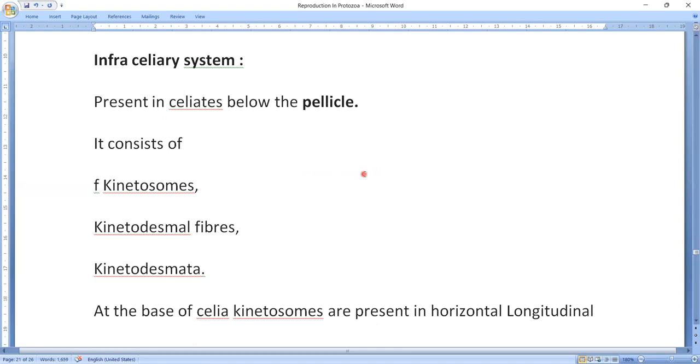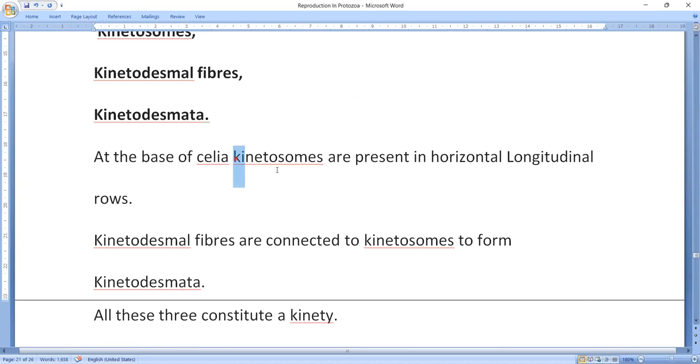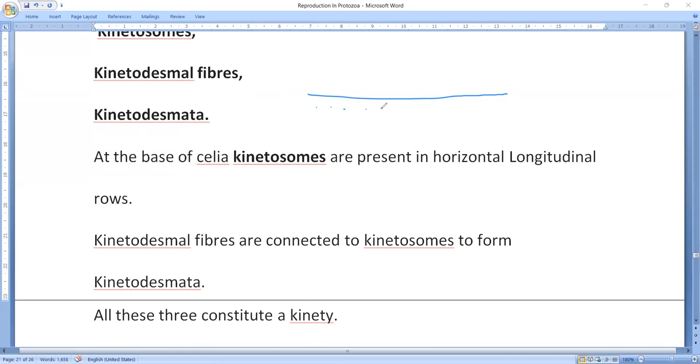It consists of kinetosomes, kinetodesmal fibers, and kinetodesmata. At the base of the cilia, the kinetosome is nothing but the basal granule. So all the kinetosomes are below the pellicle. If this is the pellicle, these are the kinetosomes. They are present in horizontal and longitudinal rows.